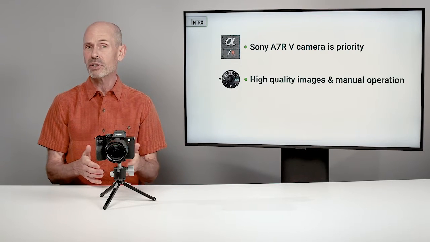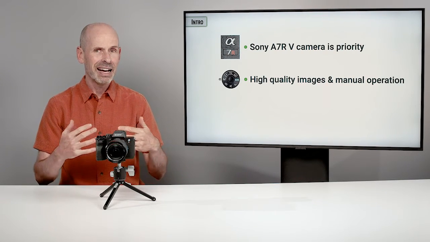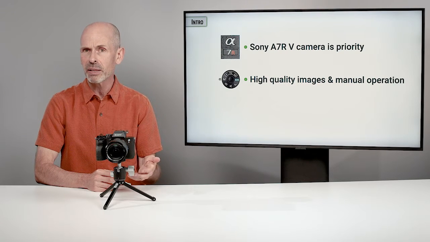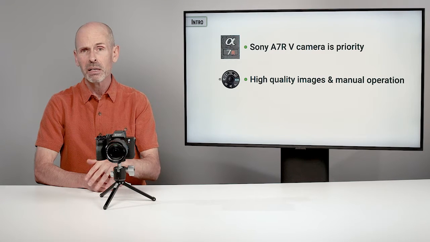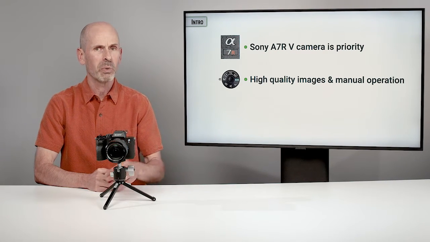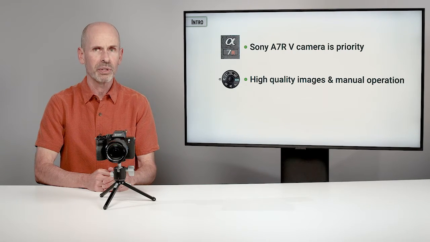And so what I'm trying to do is teach you how to take high quality photos and manually operate the camera. We will talk about the automatic operations of this camera, but we're going to really concentrate on how to do things manually. That way, if you do them automatically, you'll know what's going on behind the scenes, and you can set it up manually to make more repeatable efforts at what you are doing.